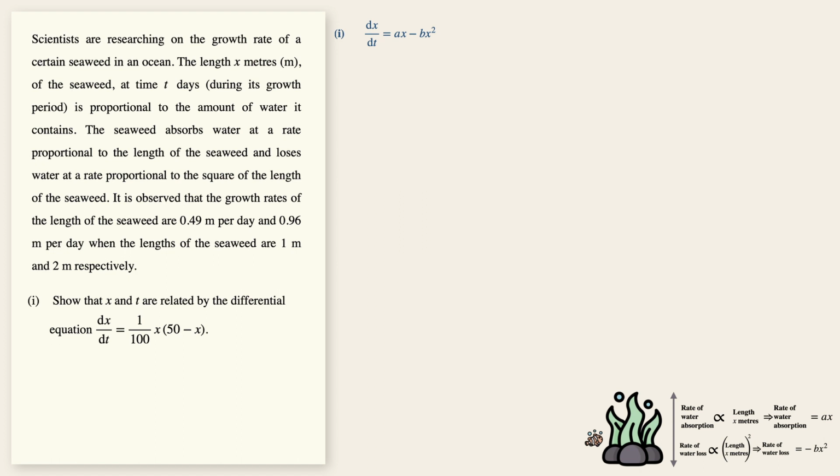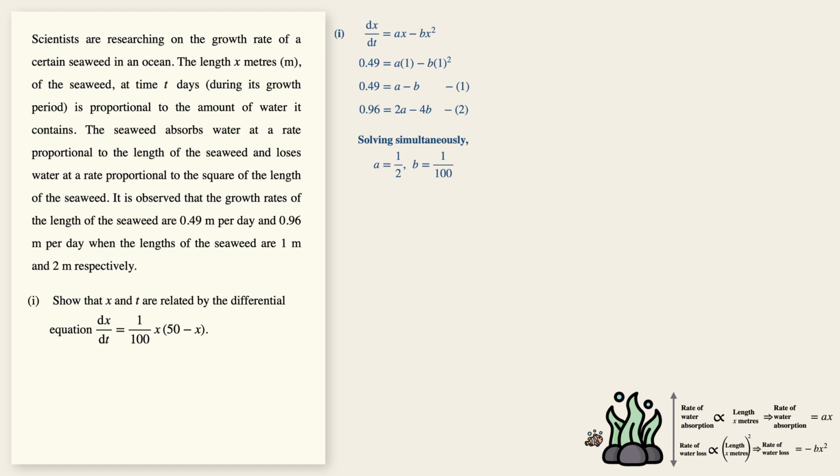All we need to do is to take all the information given in the question and substitute it into this expression over here. Now we have a growth rate of 0.49 meters per day when the length of the seaweed is 1 meter. So simply substitute these values into this expression over here and we can then label it as equation number 1. Now similarly, we have a growth rate of 0.96 per day when the length of the seaweed is 2 meters. So we can substitute this as well into the expression and we will then have equation number 2. So the trick here is to actually find a and b by solving the equations simultaneously. A is equal to half while b is equal to 1 over 100.